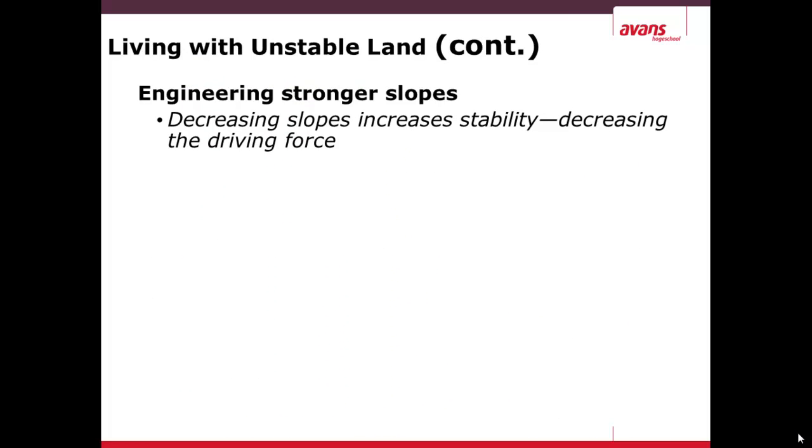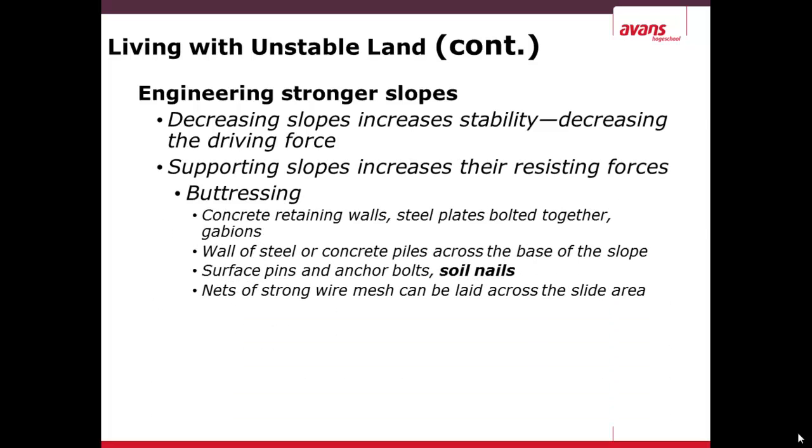On the positive side, humans have an impact on slopes, and so you can engineer a stronger slope. You can do this by buttressing. There are many methods of buttressing, either making a concrete retaining wall using steel plates bolted together, or you can use a wall of steel or concrete piles along the base of the slope. Surface pins, also called anchor bolts or soil nails, can be bolted into a surface to hold two different types of rocks together. It increases the contact between the two areas.